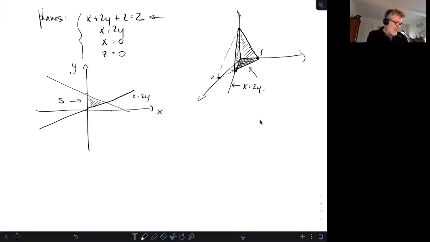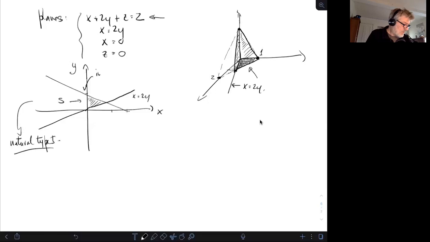Okay? So now I look at this S, and clearly it's a type 1. I mean, it's easy to see as a type 1 region. Natural type 1. So I have a line on top and a line at the bottom. So I have to figure out what the equations are. So what is this line here? How is it obtained? If you look at the picture, it's where the plane x plus 2y plus z equals 2 meets the XY plane.